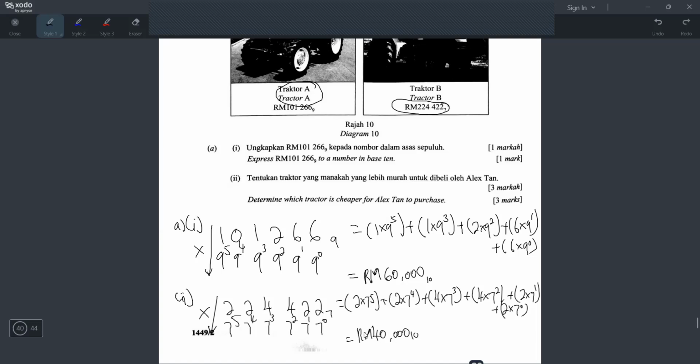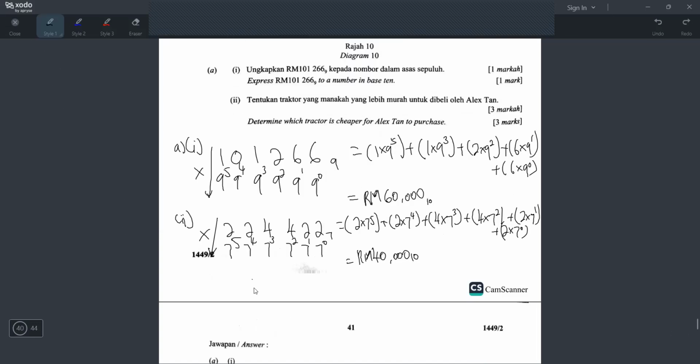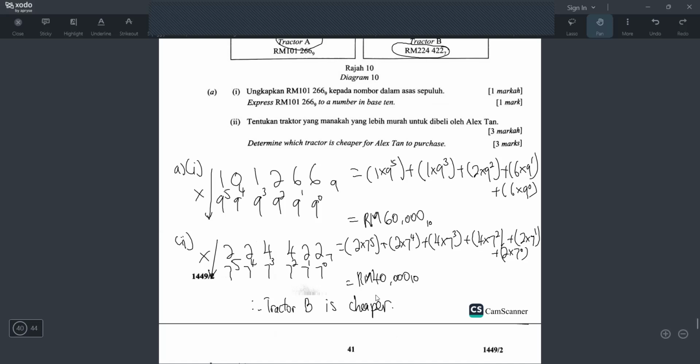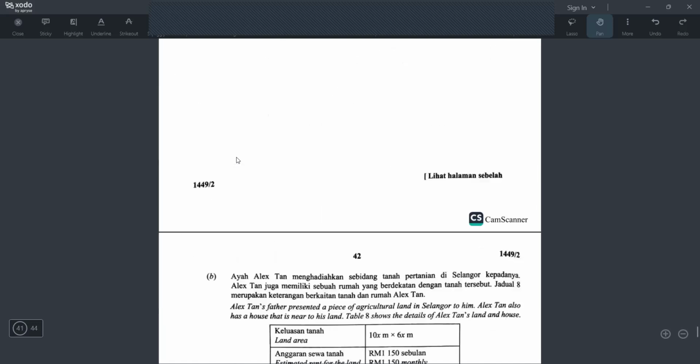But we never answer the question yet because the question asks you to determine which tractor is cheaper. So we should say which one cheaper, tractor A or tractor B? Tractor B is cheaper. Okay, they never asked me to give a reason, so I will just stop here. Okay, but if you want to write the reason, it's because tractor B costs less than tractor A lah, because 40,000 only ma. Tractor A is 60,000. So yeah, it's very obvious, huh? Which one is cheaper?